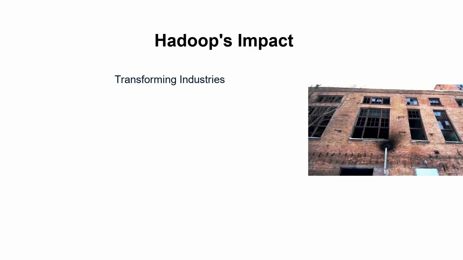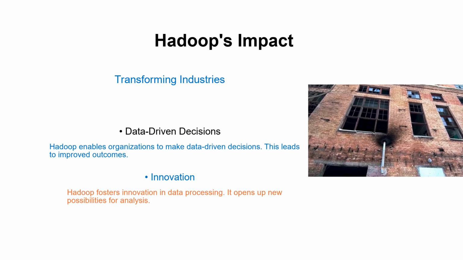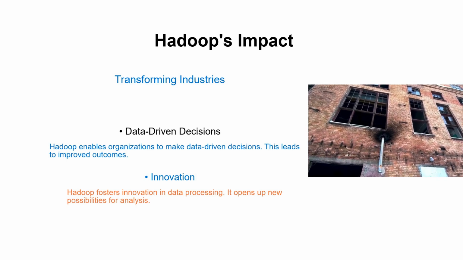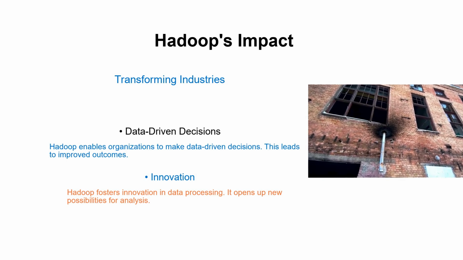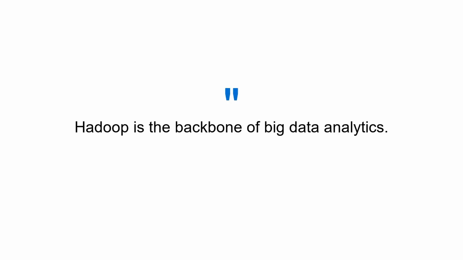In summary, we've explored what Hadoop is, its components, benefits, and challenges. Understanding these key points will help you leverage Hadoop effectively in your data science journey. Hadoop's impact on industries is profound. By enabling data-driven decisions, it leads to improved outcomes and fosters innovation in data processing, opening new analytical possibilities. This quote encapsulates Hadoop's essential role in big data analytics. As you continue your studies, remember its significance in the broader data landscape.